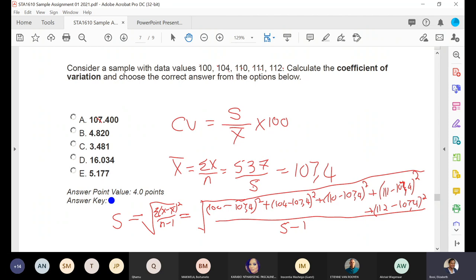So it might take us forever. My calculator expired, so I can't use my calculator online. I got 26.8. When you take the square root as well, the answer you get for S is 26.8. Am I right?